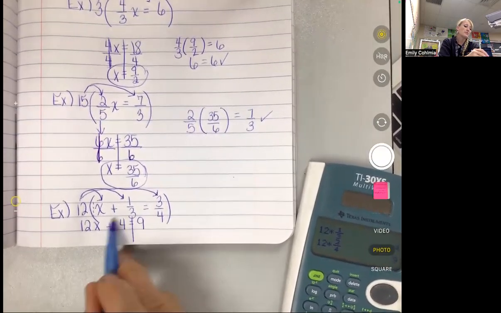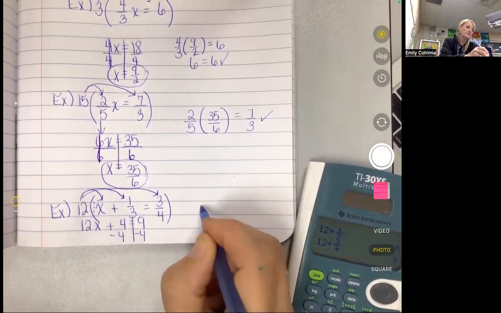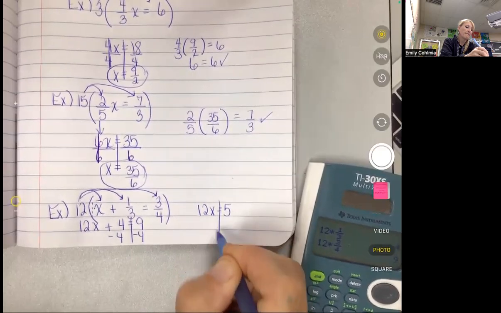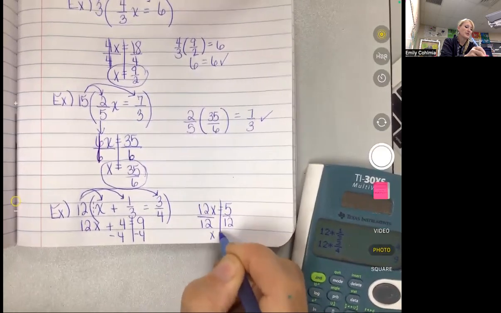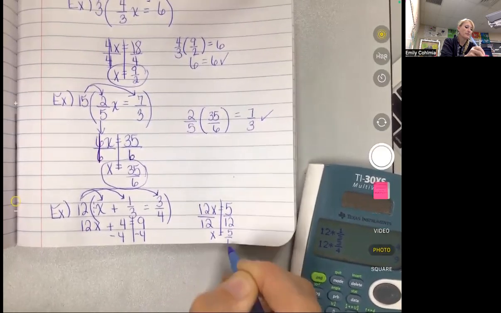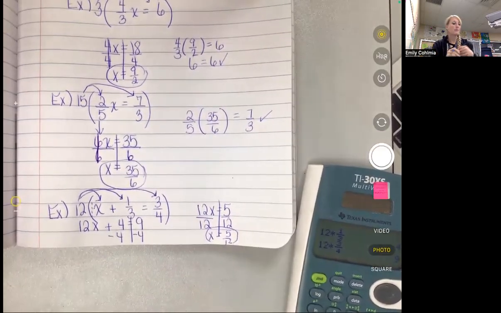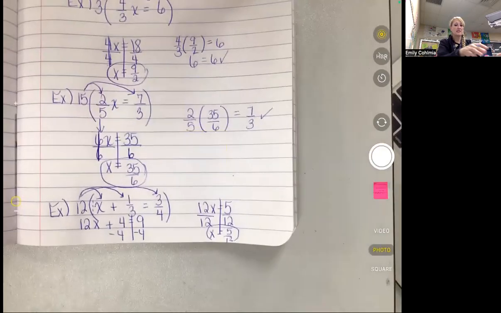So I'm going to subtract my 4, which gives me 12x equals 5. And then I'm going to divide by 12, which gives me x equals 5 over 12. And if I plug that in and check it, it would be correct as well. Okay, so this is one-step equations with fractions and decimals. So now let's talk about decimals.